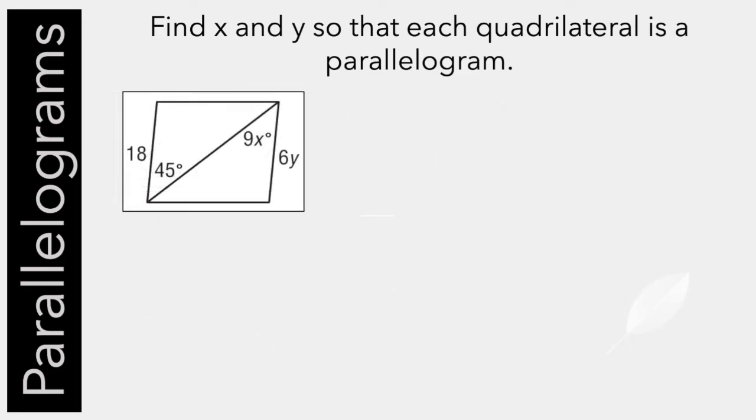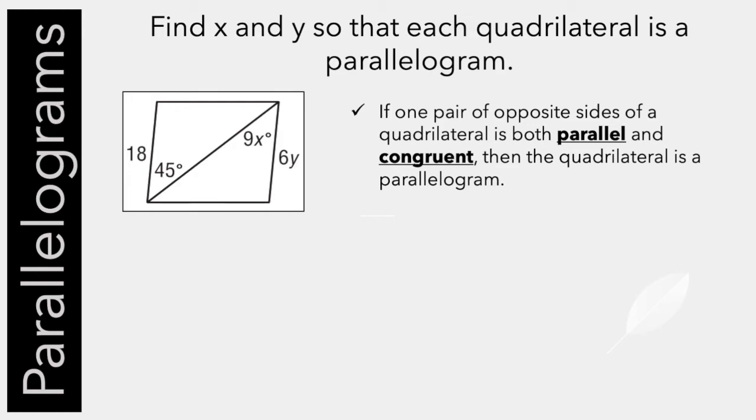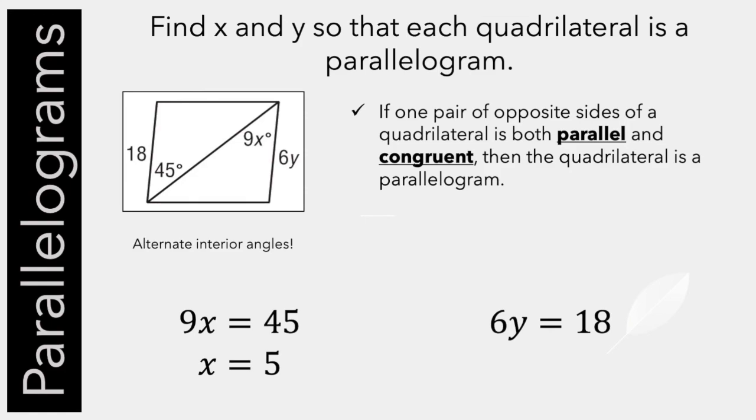Okay, this one's a little bit trickier, so buckle your seatbelt. If one pair of opposite sides of a quadrilateral is both parallel and congruent, then the quadrilateral is a parallelogram. So we need these two sides to be parallel. If those two sides are parallel, that means that these two angles, do you remember the relationship that those would be? Alternate interior angles. And alternate interior angles are congruent. So 9x equals 45 and x equals 5. So we have those angles congruent, which means those two lines are parallel. Now we need the sides to be congruent. So 6y equals 18 and y equals 3.